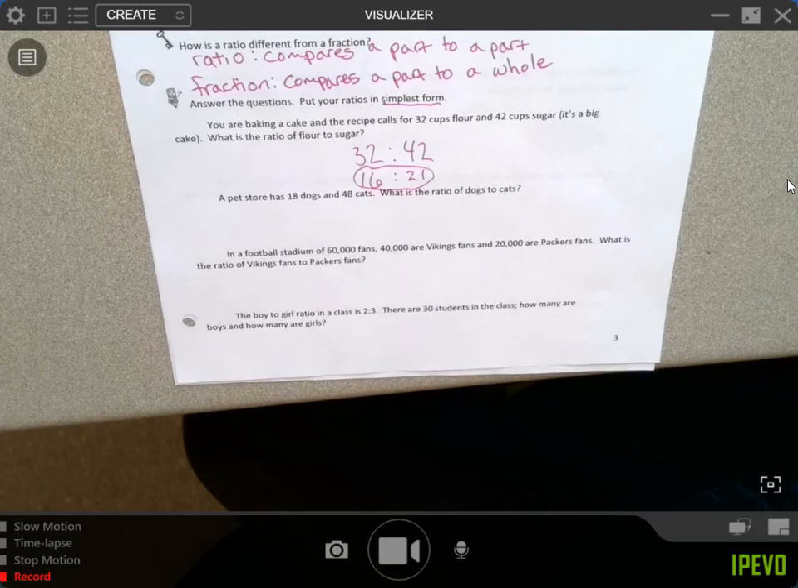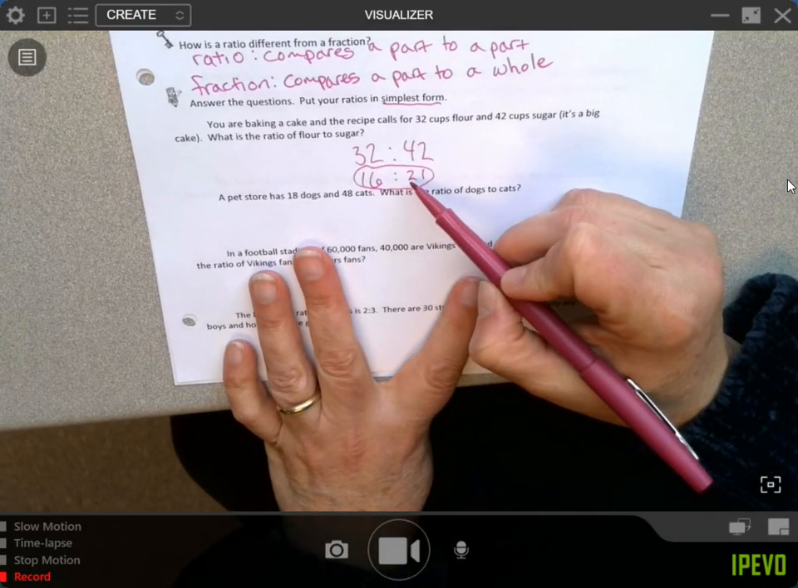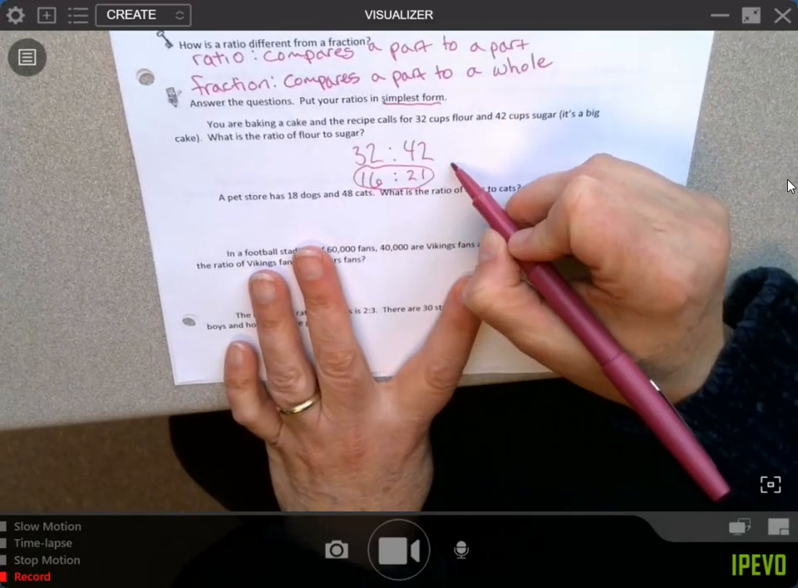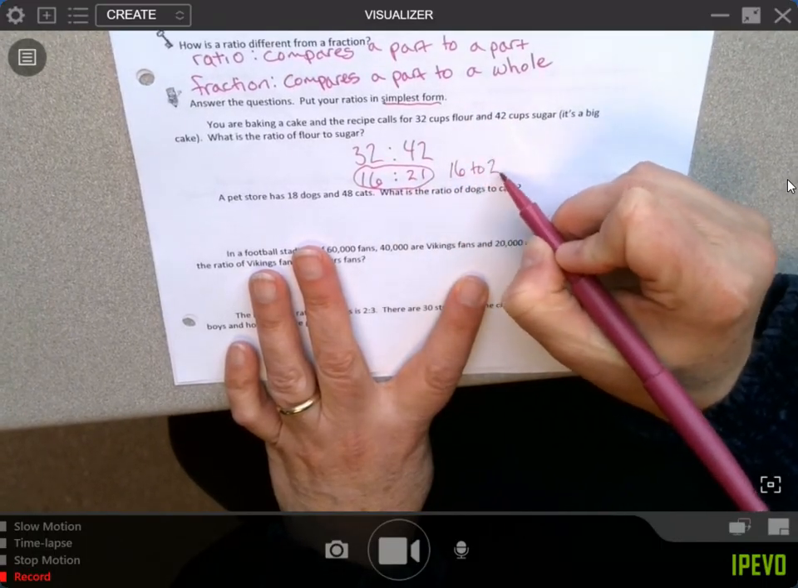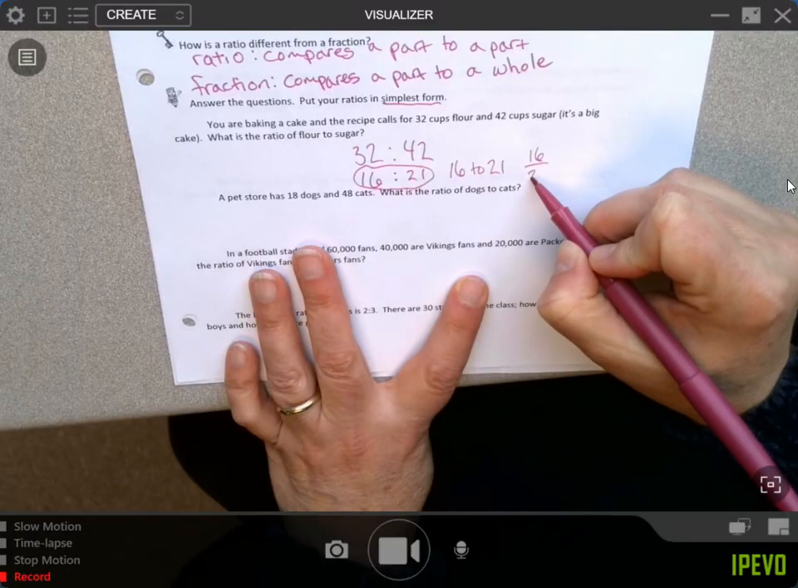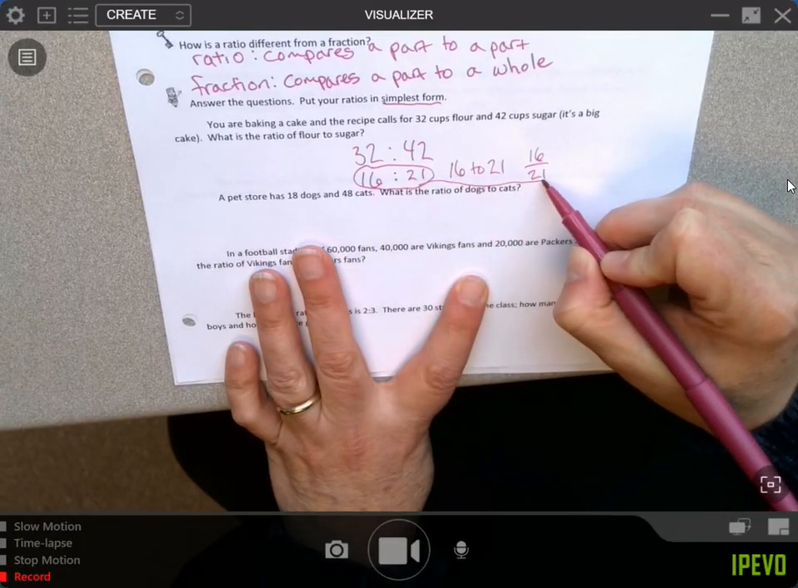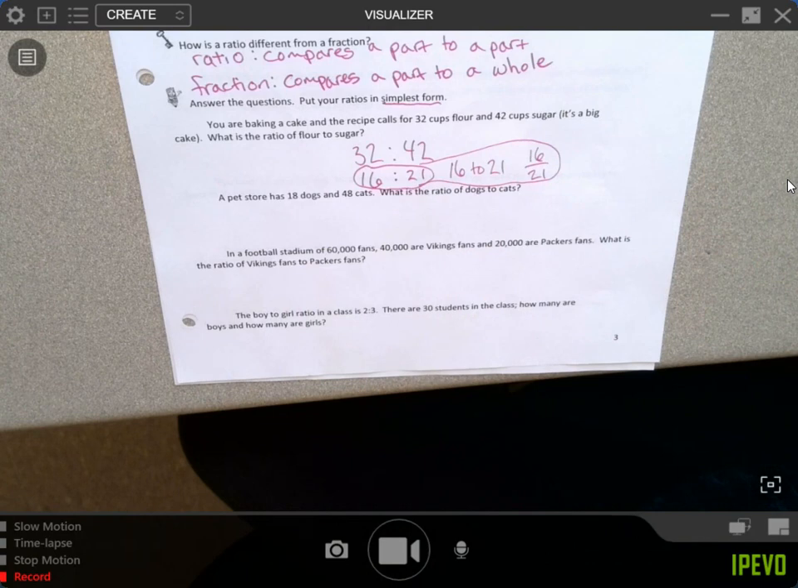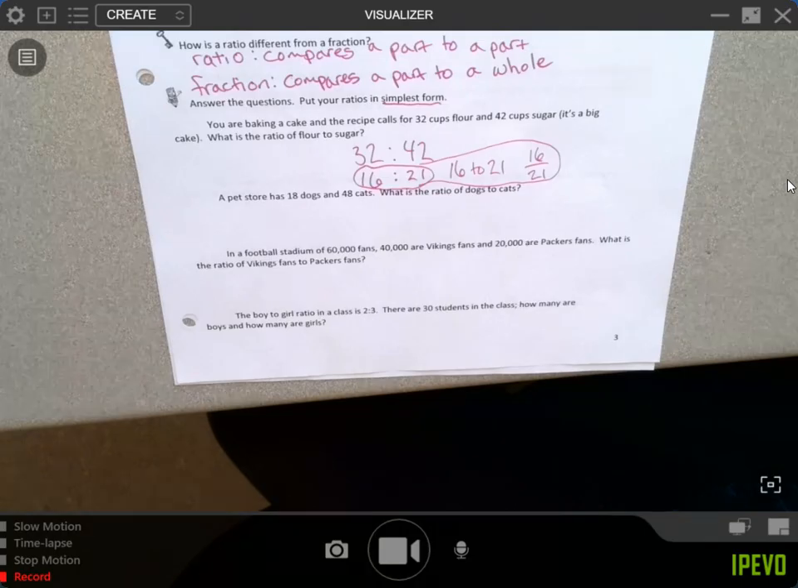This does not say it, but sometimes we might see write the ratio in 2 or 3 different ways. So remember, we could write our ratio as 16 colon 21. We could write it as 16 to 21 and 16 over 21. All of those answers would work. If it doesn't ask you to put it in multiple ways, you just have to put it in one. Sometimes it might say, write it all 3 ways. So make sure you're following the directions.